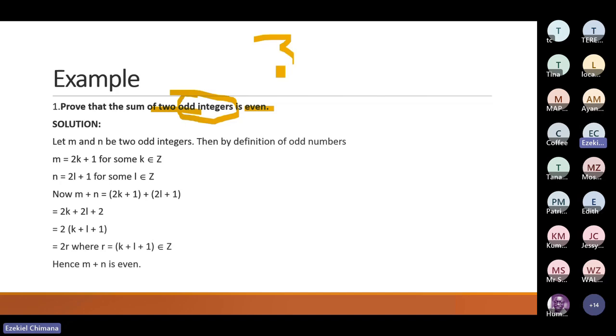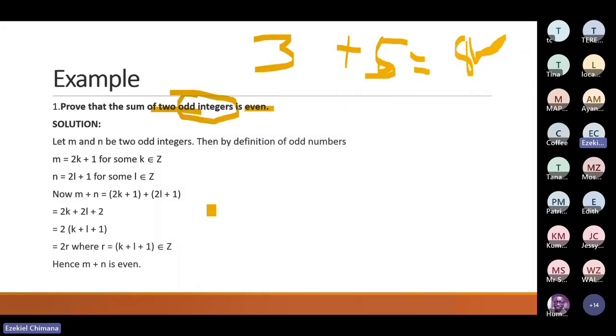Like for example, if I say 3 plus 5, you get what? You get an 8, right? So 3 plus 5 is equal to 8, which is even. So this is what we want you to show.